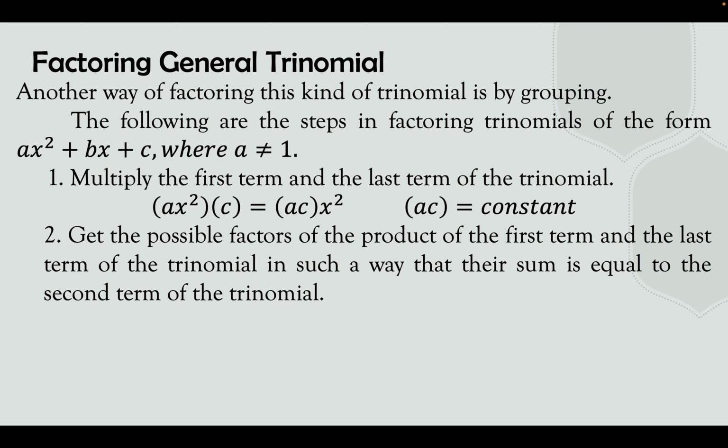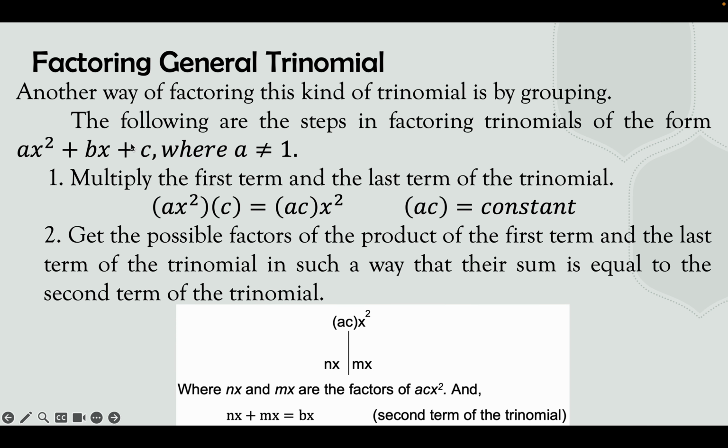Step number 2, get the possible factors of the product of the first term and the last term of the trinomial, which is this one, ac x squared, and their sum is equal to the second term of the trinomial, that is the middle term. And then we get the combination, that is the nx and the mx, of the factor form of acx squared, the product of acx squared, and the sum of bx.